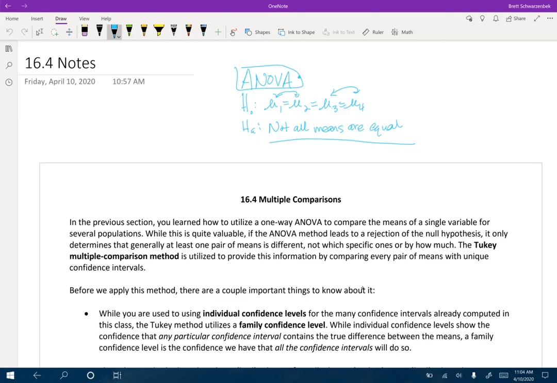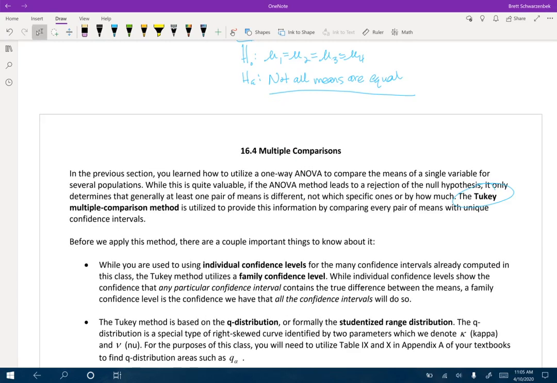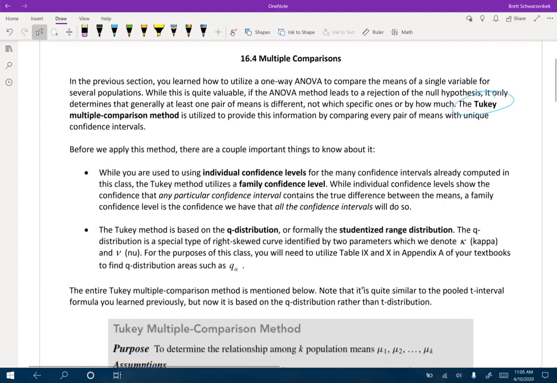We actually use a very funny named test called the Tukey multiple comparison method. It's like turkey without an R. We use that in order to, it's actually a group of confidence intervals that compare every pair of means from each population in order to determine which ones are actually blowing the problem up, creating a significant result, and rejecting H naught.